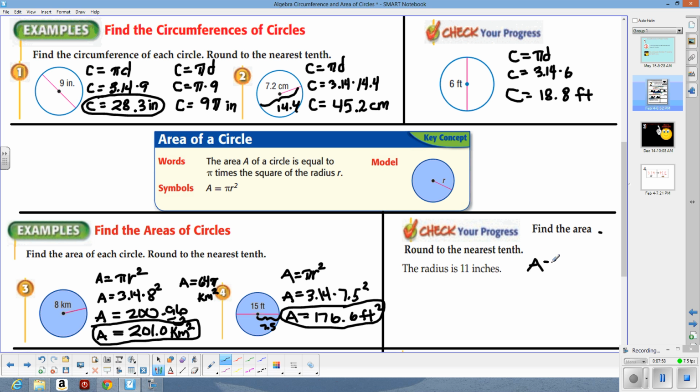Area equals pi r squared. Area equals 3.14 times the radius squared, so times 11 squared. So now we're going to go ahead and calculate that. 3.14 times 11 squared. That's 379.94, or 379 and 9/10 to the nearest tenth, inches squared.